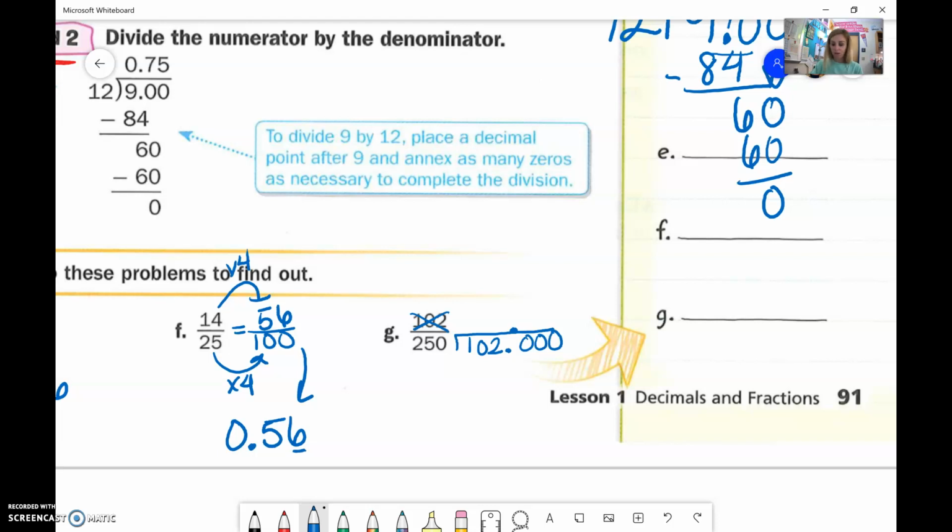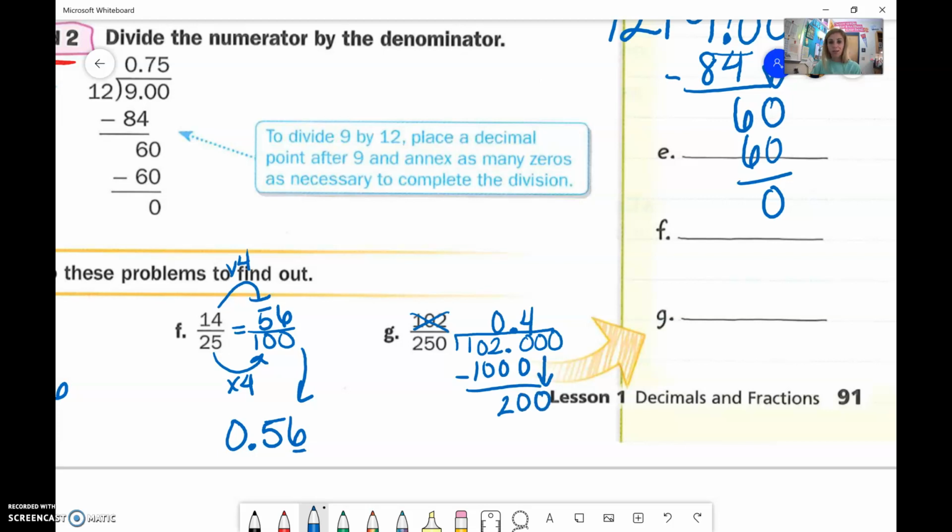Can I make a group of 25? Nope. Okay, I have 1,020. How many groups of 250 can I make? Well, I know I can make 4 because 4 times 25 is 100. Add a 0 and that gives me 1,000. So then I'm going to subtract, and I get 20, and I'm going to bring the 0 down.